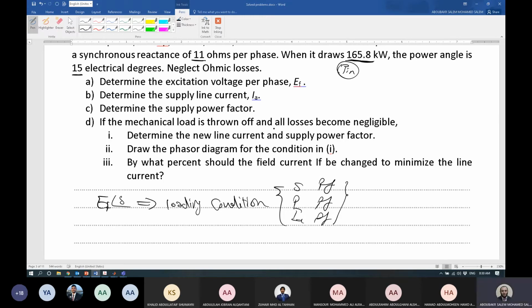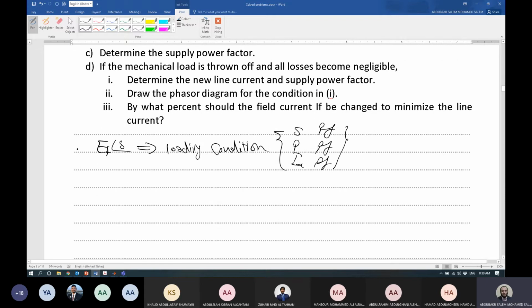For this part, we can get the power from the relation. This will be a problem for current only. Firstly, start from the relation power equals EF V terminal over XS, multiplied by 3 sine delta. We have power, we have delta, we have V, so we can get EF. However, you cannot get current. So here firstly we can say EF equals P multiplied by 3 over, multiplied by XS over V terminal sine delta. And here you can substitute easily and get the value of EF.